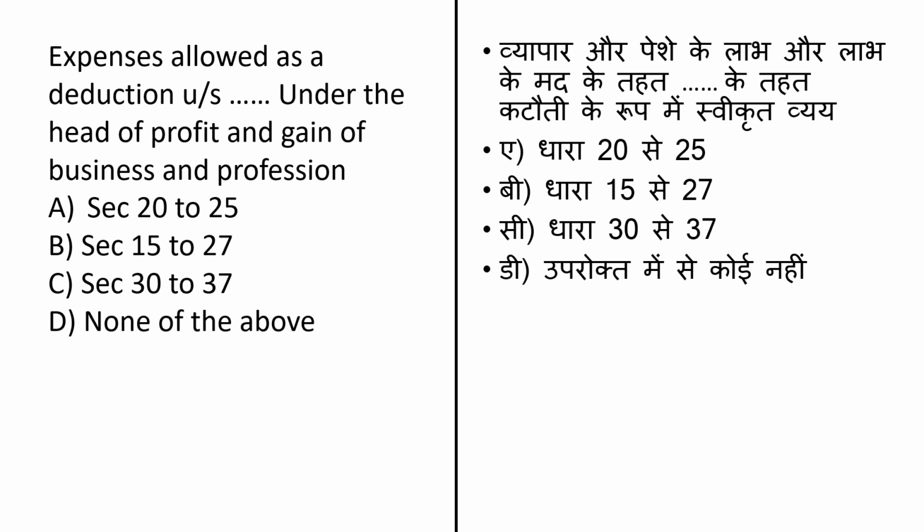So like this there are 37 different sections which you have to read before going to the exam, because these sections are very important from the exam point of view. The answer for this question will be option number C.